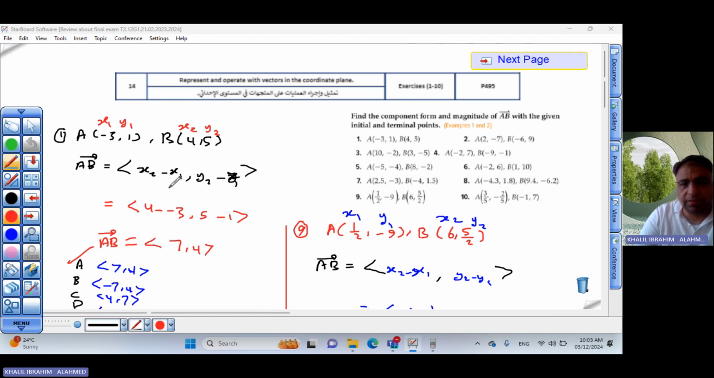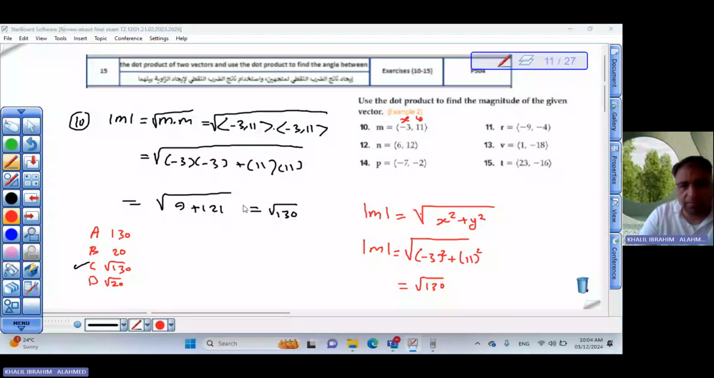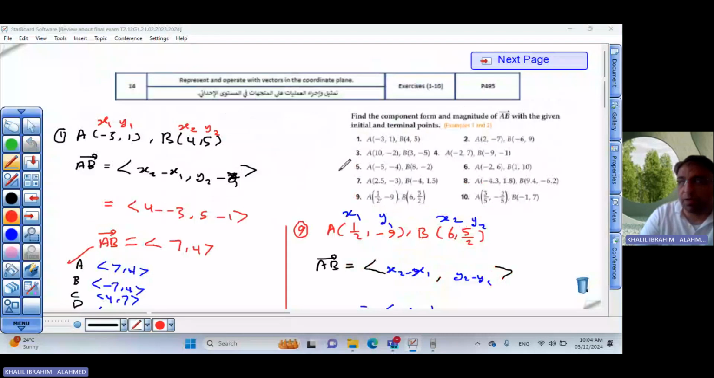Let's move. How to find here the angle? Sorry, in this question 15, find the angle between and use the dot product to find the angle between. Okay, this is I think another question. Here the angle between the vector and itself, I think 0. Okay, and question 14: represent and operate with vectors in the coordinate plane.